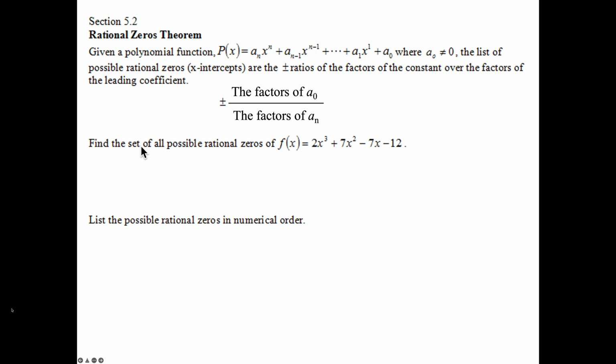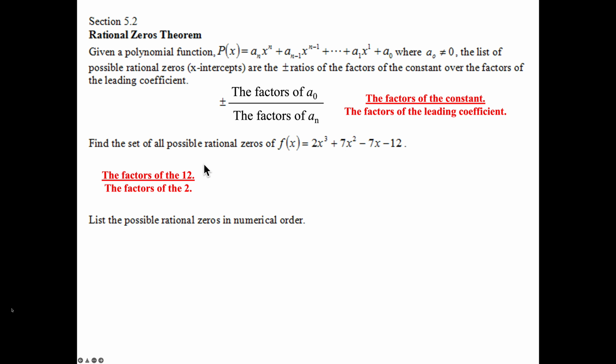All right, so let's practice one here. Find the set of all possible rational zeros. So here my leading coefficient is 2. My constant is 12. We don't care about anything in the middle. So the factors of 12 are 1, 2, 3, 4, 6, 12: 1 times 12, 2 times 6, 3 times 4. The factors of 2 are 1 and 2.